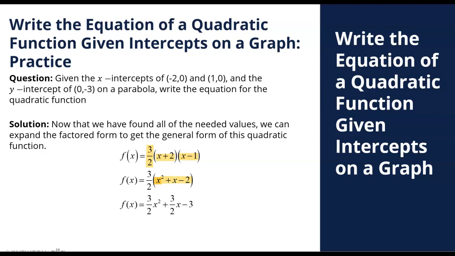Then after that, we are going to distribute 3/2 inside the parentheses, or multiply that to each term inside the parentheses, and that would result to 3/2 x squared plus 3/2 x minus 3. This is now the general form of the quadratic function with that given information.